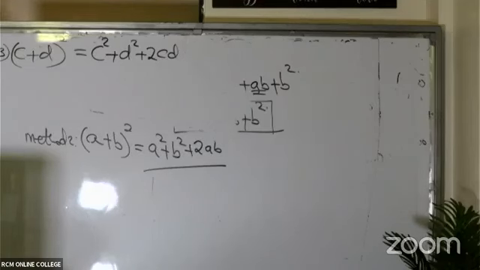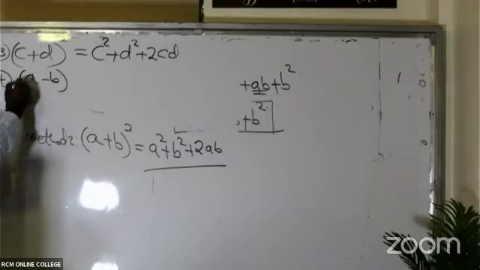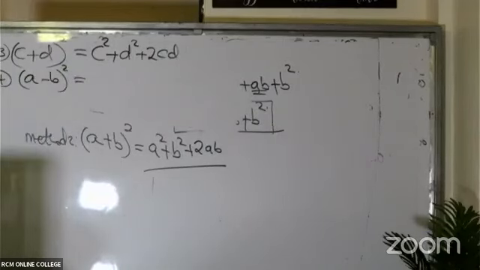Let's look at the fourth example. How about this one here? a minus b squared. This is not for the faint-hearted. a minus b squared. a squared, minus b squared, minus 2ab. One only. You messed up on one area only.